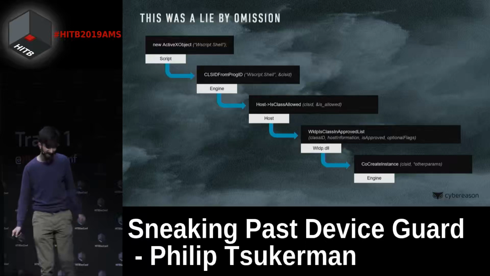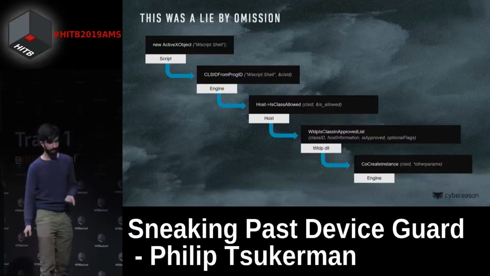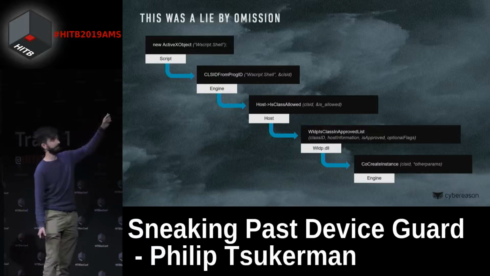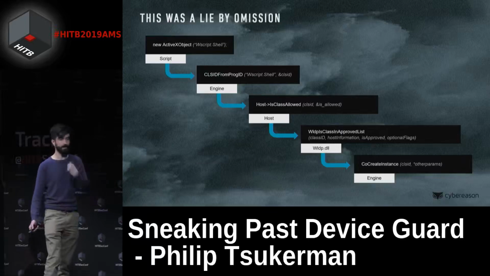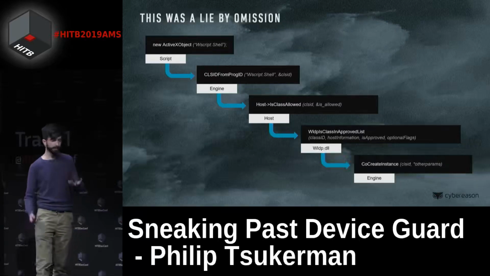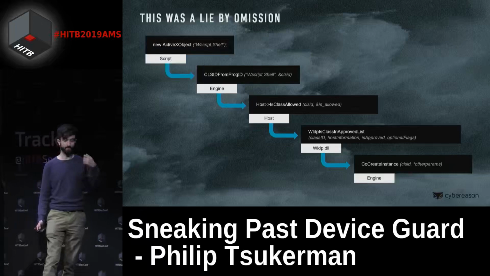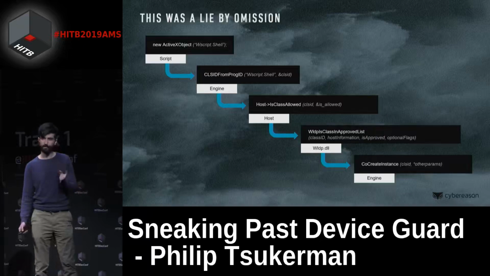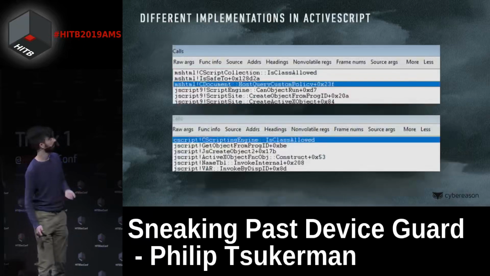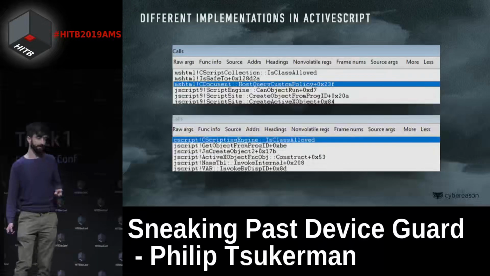Right, so let's go back to this slide. This was actually a bit of a lie by omission, because we have our scripting engine getting a class ID, and then we somehow have our scripting host check it against the hard-coded list. But we don't really know how the engine knows when and what to ask our scripting host. And the answer is there's no one single implementation. So here we have 2 different implementations of this functionality.